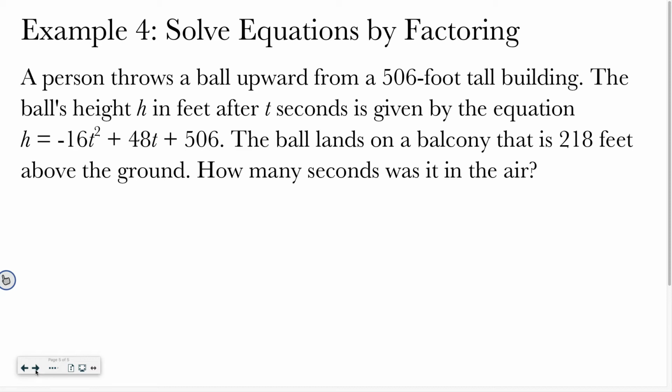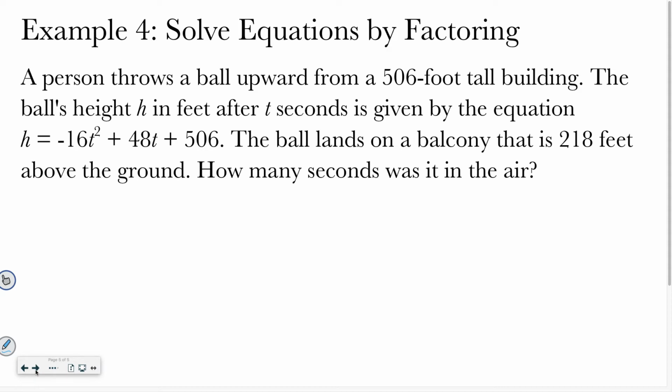We want to solve equations by factoring. So same idea as before, but this time we're just going to look at a word problem. So if we have a person that throws a ball upward from a 506-foot tall building, the ball's height h in feet after t seconds is given by the equation. H equals negative 16t squared.